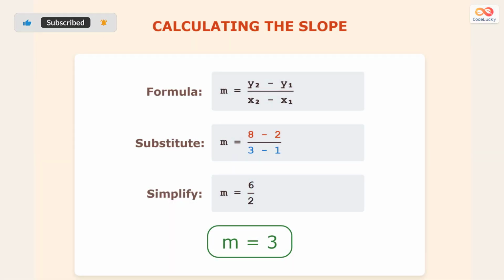Now let's substitute our points into the slope formula. We subtract the y values on top, 8 minus 2. Then we subtract the x values on the bottom, 3 minus 1. This gives us 6 divided by 2, which simplifies to a slope of 3.